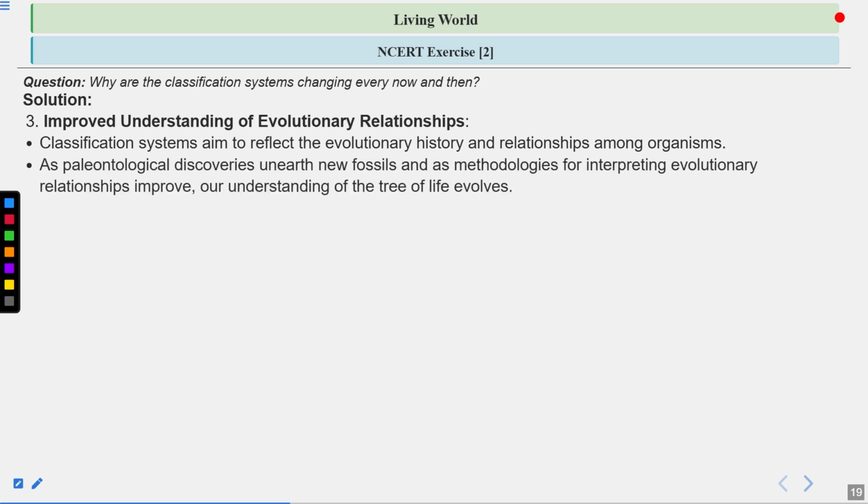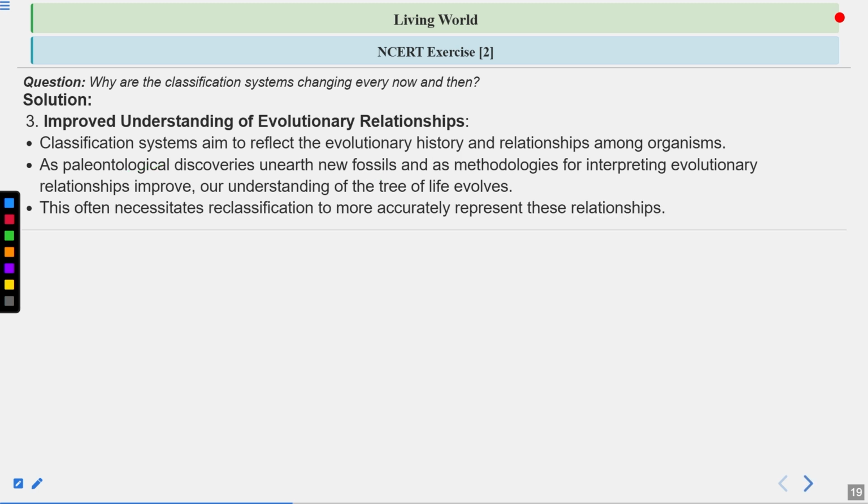Okay, now new fossils are being found. Fossils are the dead remains of the living organisms that existed in the past. These fossils tell us about the evolutionary relationship. These fossils are of living organisms that existed millions of years ago. By studying these fossils, we can find out the relationship between the present day organisms and the organisms which were living millions of years back. Because the structure is the same, the morphological features are the same, we can say, okay, this might be the ancestor, or this might be the connecting link. So by studying the fossils, by paleontological studies, we can find out the evolutionary relationship. So that's why there is a need for reclassification now.